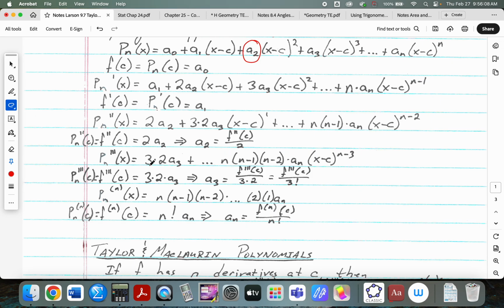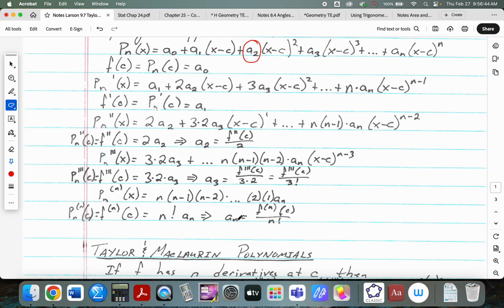And if we do it again, when we have the third derivative, now we've got 3 times 2. You're like, oh, okay, so this is getting worse. But if you recognize that 3 times 2 is the same as 3 times 2 times 1, this is 3 factorial. So our third derivative ends up being 6 times a sub 3, so a sub 3 is the third derivative over 3 factorial.